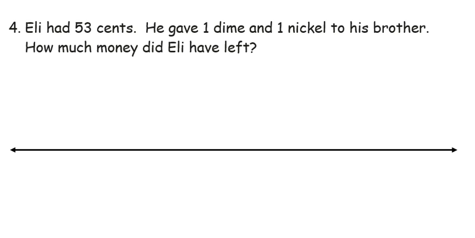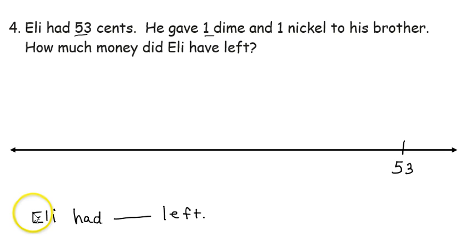We'll start with our answer statement. We'll say Eli had blank left. Now the situation here implies subtraction, since he's starting with a certain amount and he's giving away some of the money. That means I'm going to start with the 53 cents, but I'm going to put it on the right side of my number line, and I'm going to move backwards to show the subtraction.